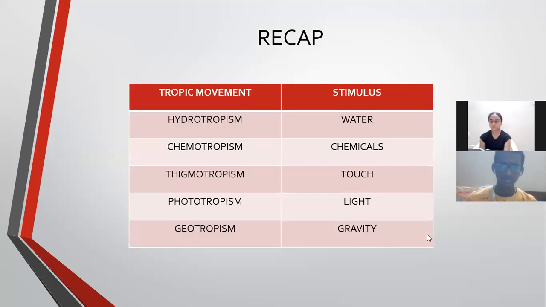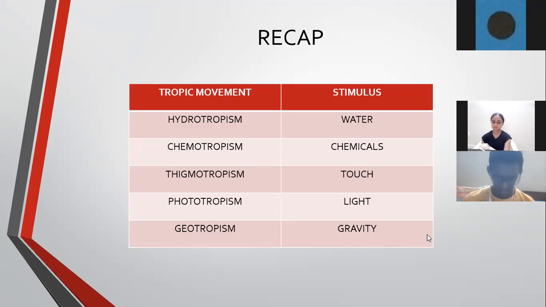Ubaid, hydrotropism, where stimulus is water. What is the thing that we have studied in the last class regarding it? That the plant moves where the water is available, the roots. The plant moves or the root of the plant moves? The root of the plant. Yes, the root of the plant moves towards the source of water. Yes.